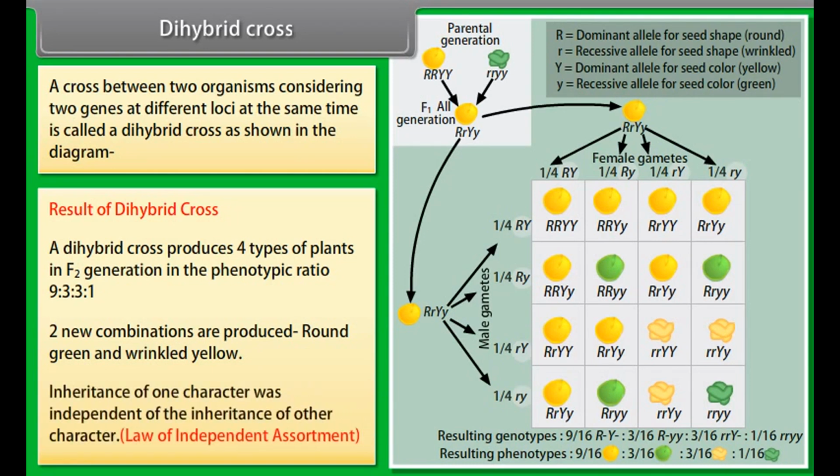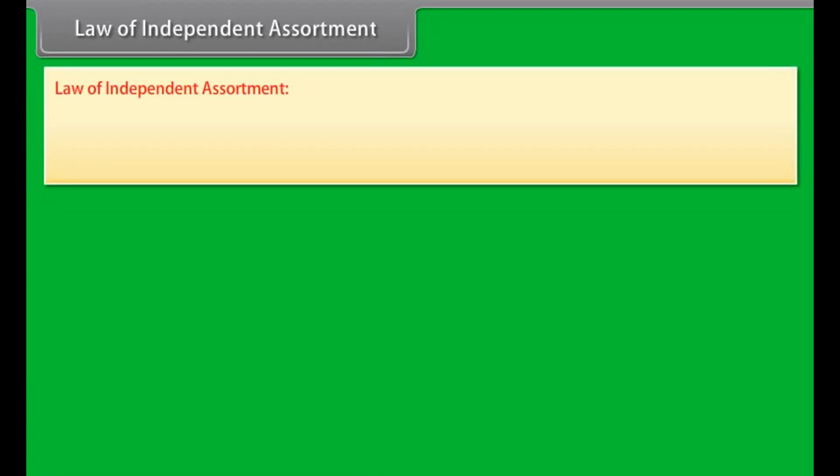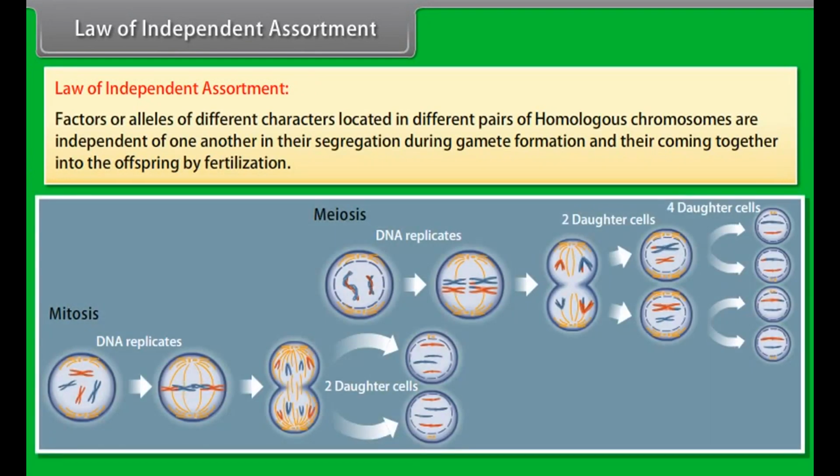Inheritance of one character was independent of the inheritance of the other character. Law of independent assortment. Factors or alleles of different characters located in different pairs of homologous chromosomes are independent of one another in their segregation during gamete formation and their coming together into the offspring by fertilization.